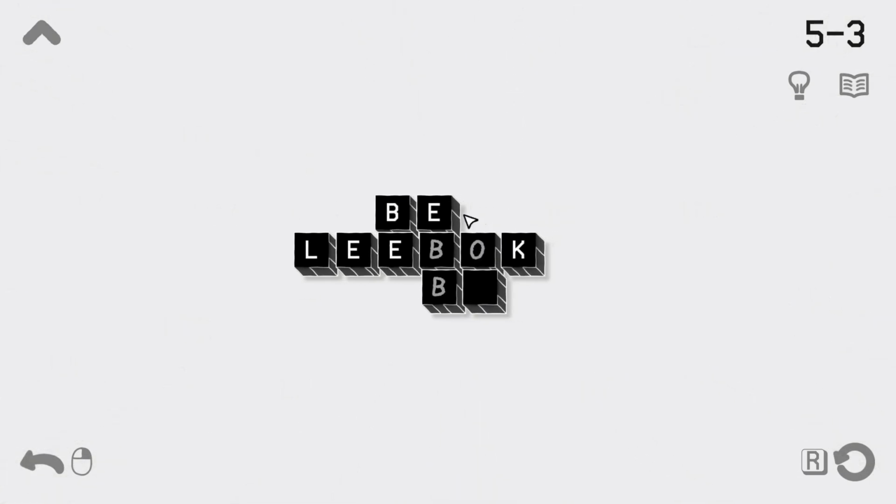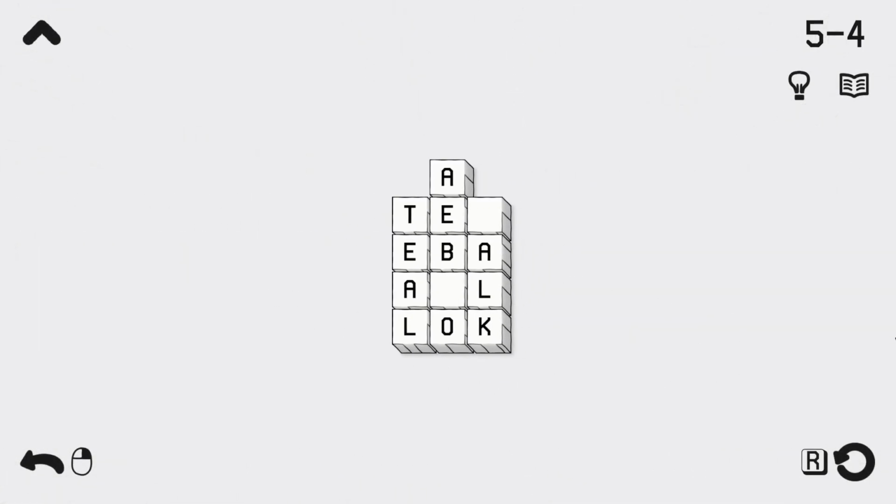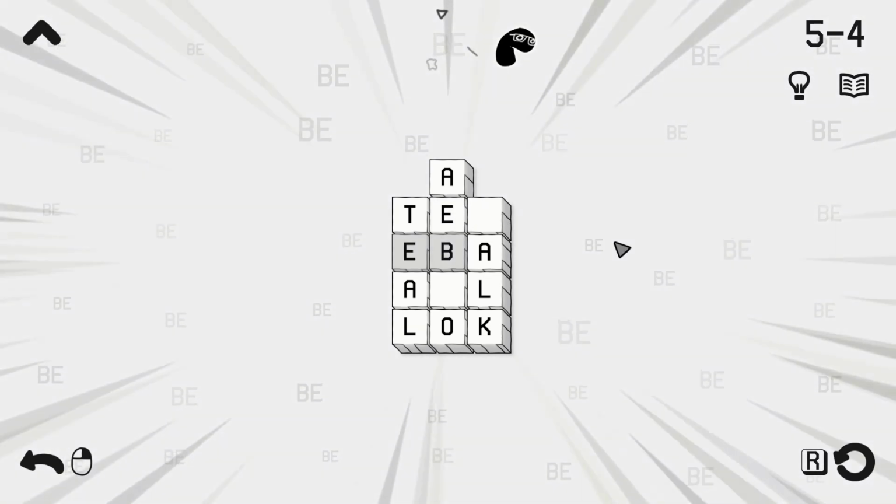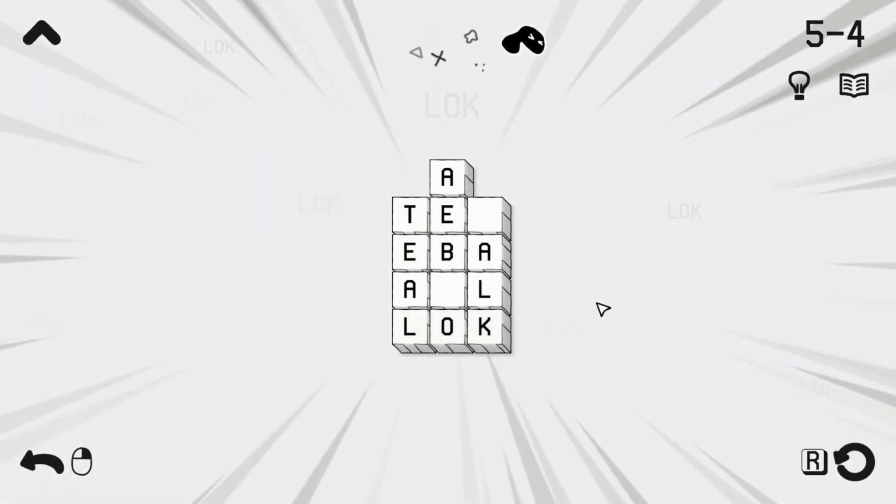That's cool. I like that. I like that you can use it to create more of itself. That's a really cool idea. Okay, so I have B a couple times. I see LOK on the bottom.